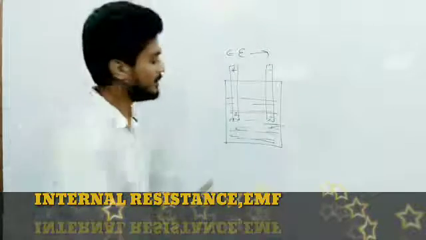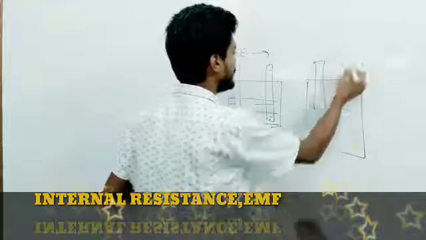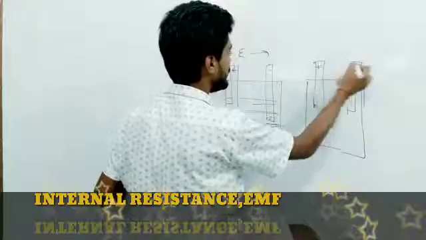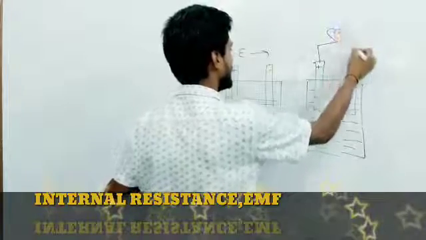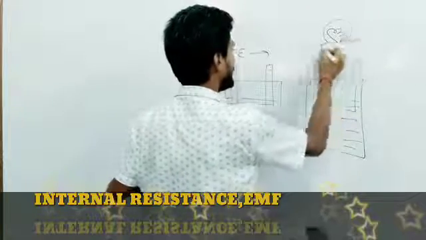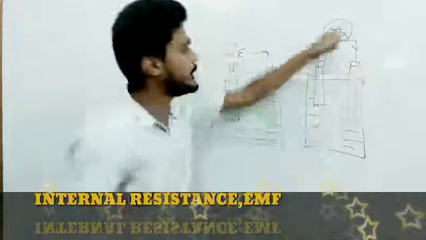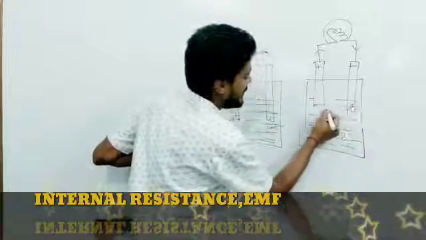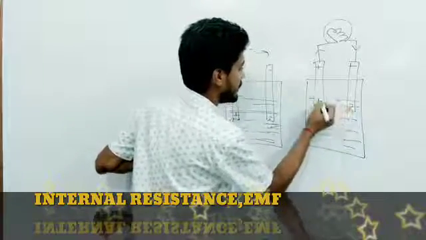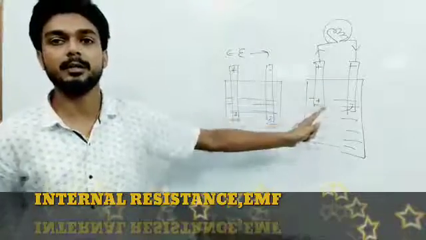Students, consider what happens if you draw current from the cell. Suppose you are going to draw current from the cell using any type of resistance, any type of bulb. Then there is a flow of current from the positive to the negative terminal outside, and inside the cell the current flows from the negative to the positive terminal. Students, there is a difference between these two circuits, these two diagrams.